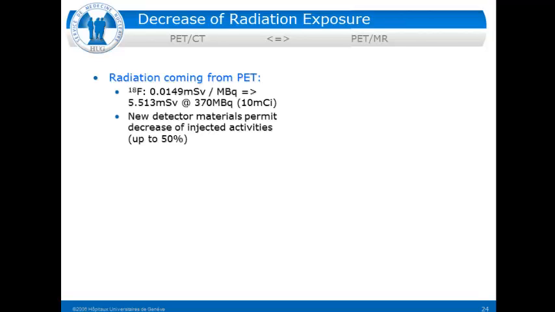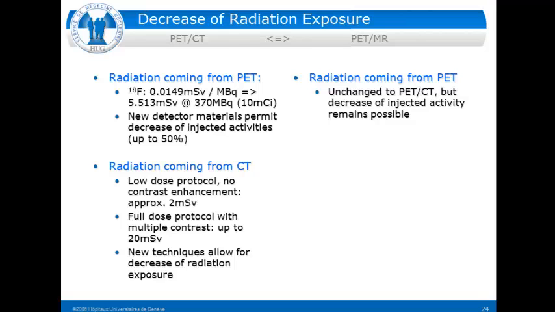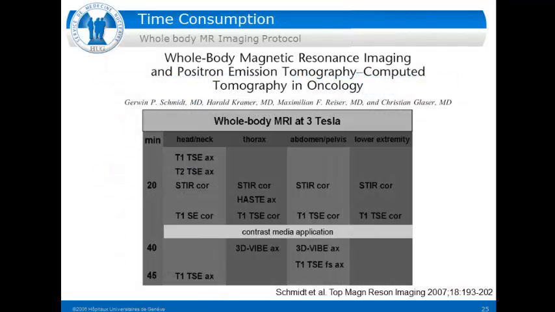So just some words on radiation exposure. Everybody of us knows how much radiation is coming from PET. Depending on the activity injected, we are up to 5 or a little bit more millisievert. New detector materials now permit decreasing the injected activity by up to 50%. This is unchanged in the PET-MR system. From CT, there are now also low-dose protocols, and I think Philip will talk a little bit about that this afternoon in cardiac imaging. When looking at low dose without contrast, you can go down to 2 millisievert. If you do full dose protocols, you have up to 10-20 millisievert. So there's still potential coming from CT, but there is a potential decrease, and as we know, there's no irradiation from MR.